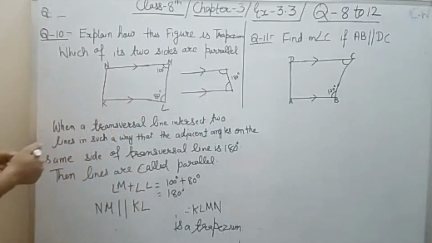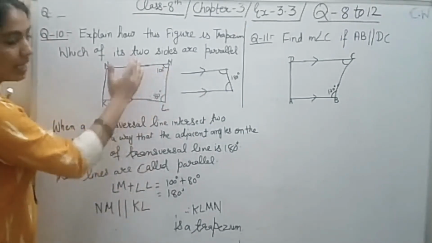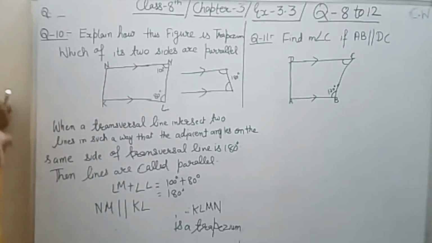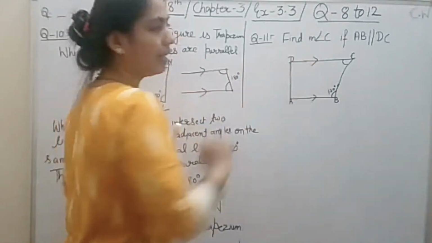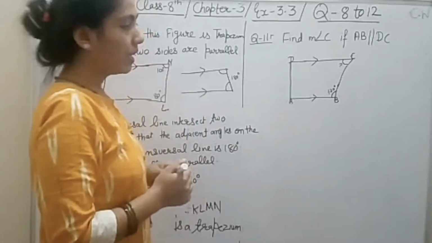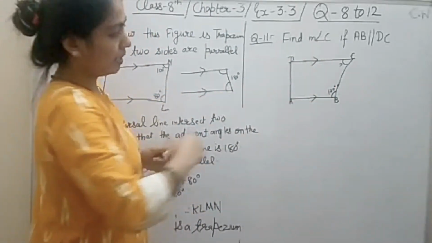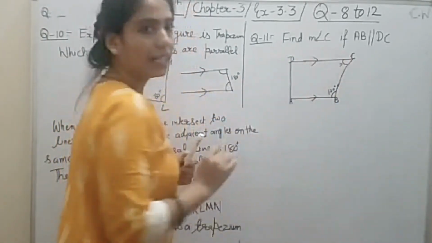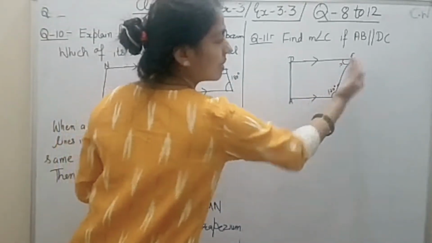Now this is a vice versa question. Here angles were given and we had to tell which lines are parallel. But here the lines are given as parallel, and you have to find out angle C. Now see, this is a trapezium. If these are parallel lines, the sum of their interior angles should be 180 because this is a transversal line.